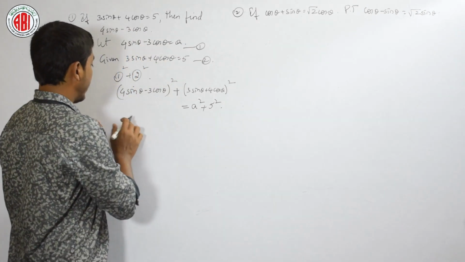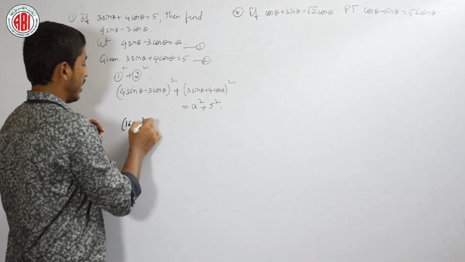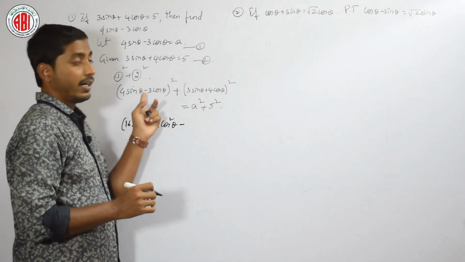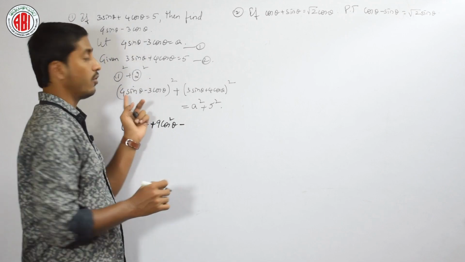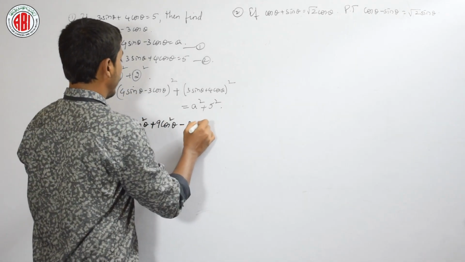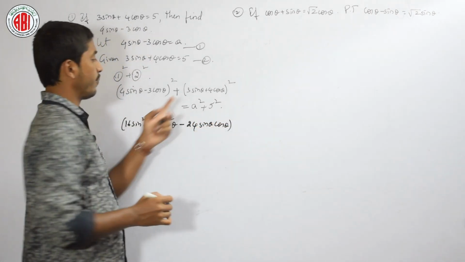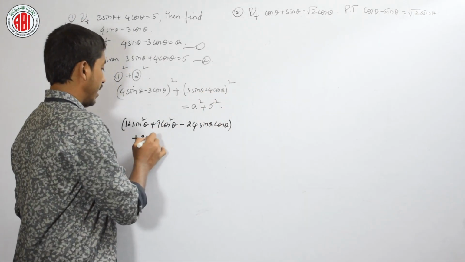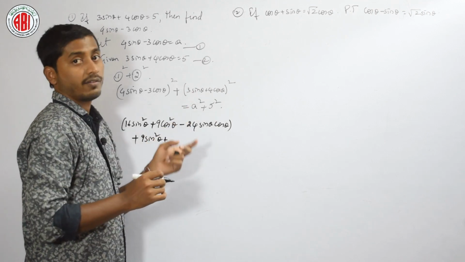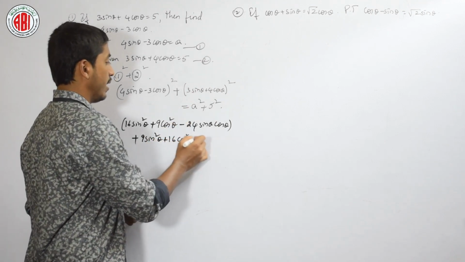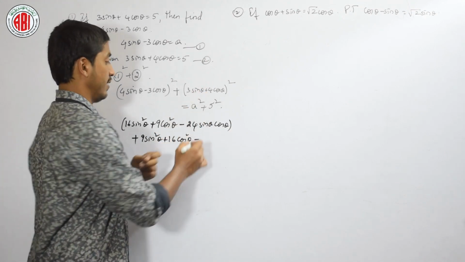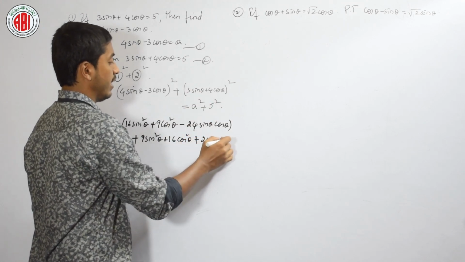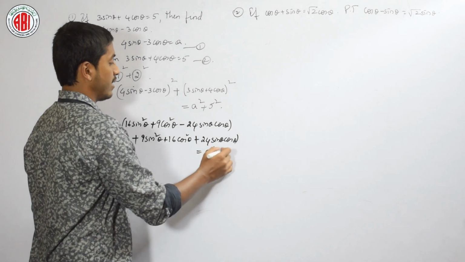A minus b whole square, that is 4 sin square, that is 16 sin square theta, plus 3 cos square, that is 9 cos square theta, minus 2 into 4 into 3, 2 4s are 8, 8 3s are 24 sin theta cos theta. Again check the second term, a plus b whole square, it is a square, that is 9 sin square plus 4 cos square, which is 16 cos square, plus 2 into 3 into 4, 2 3s are 6, 6 4s are 24 sin theta cos theta, that is equal to a square plus 25.